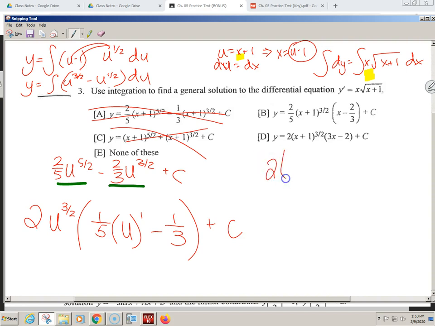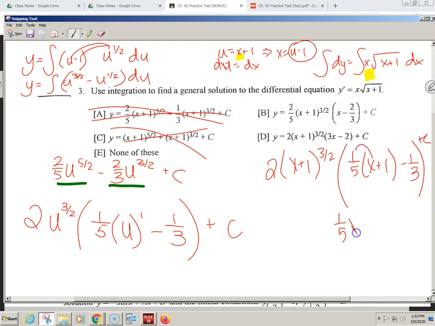So let's go ahead and plug in, and we have x plus 1 to the 3 halves, times 1/5 x plus 1 minus 1/3. Let's see. That's 1/5 plus 1/5 minus 1/3. Don't I need a common denominator for that? 1/5 is 3/15, and 1/3 would be 5/15. So minus 2/15.